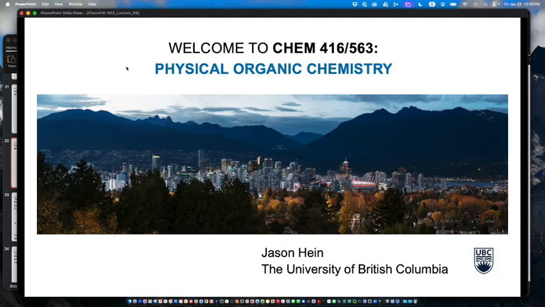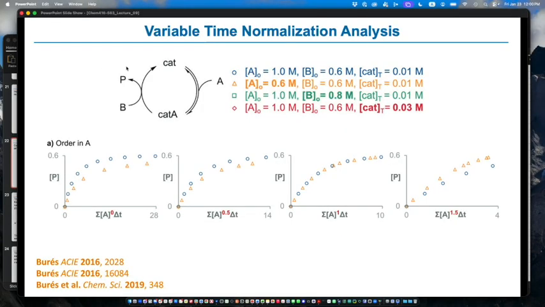So, as I mentioned last time, the goal of applying VTNA is this overlay kind of analysis. What you're going to do is take a matrix of reactions for a mechanism you're trying to interrogate. You're going to take initial conditions of individual components. So in this case, we're interrogating the potential order of A, B, and catalyst. And if you look at this grid, you can find a pairwise comparison where only one component should have been changed. That way we can start to work through and solve orders in each.